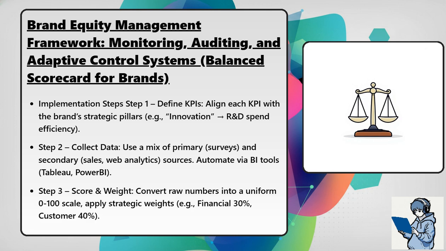Implementation step 3, score and weight. Convert raw numbers into a uniform 0 to 100 scale. Apply strategic weights, for example, financial 30%, customer 40%.